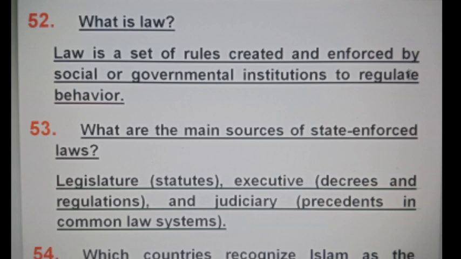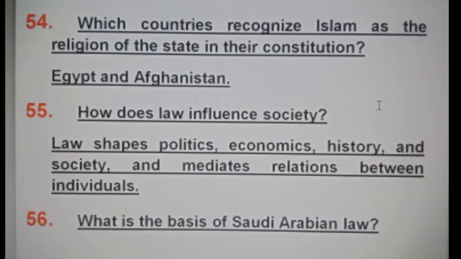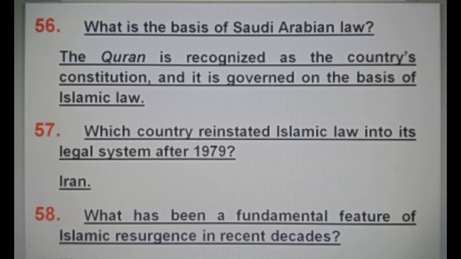What are the main sources of state-enforced laws? Legislature, that is statutes, executive, that is decrees and regulations, and a judiciary, precedents in common law systems. Which countries recognize Islam as the religion of the state in their constitution? Egypt and Afghanistan. How does law influence society? Law shapes politics, economics, history, and society, and mediates relations between individuals.